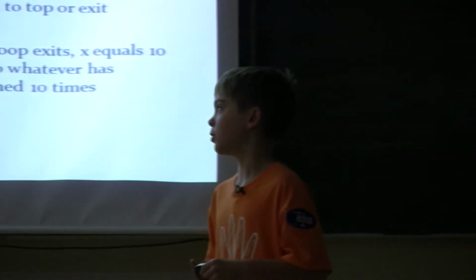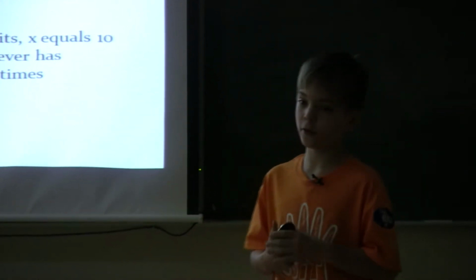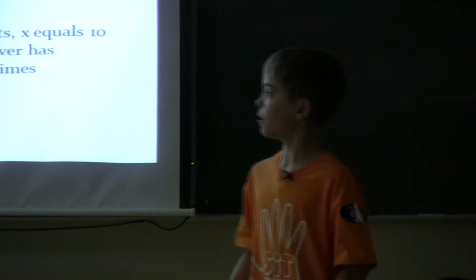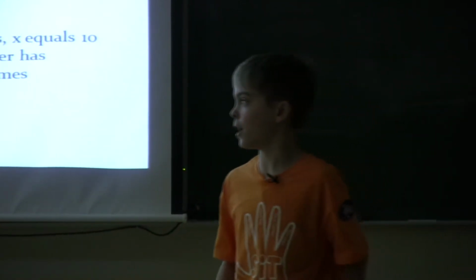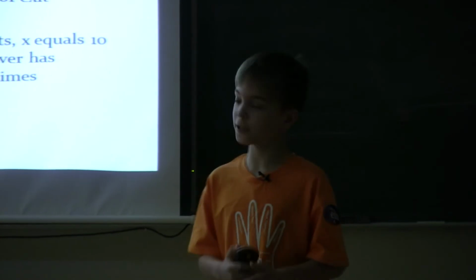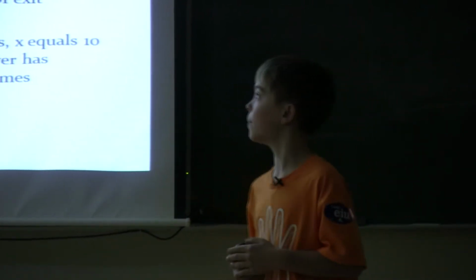Loops. Next, we're going to talk about loops. A loop is a block of code that is repeated over and over until a certain point is met. There are 3 types of loops: for next, while, and repeat until. In Mastermind, a loop stops when the player loses or wins the game.